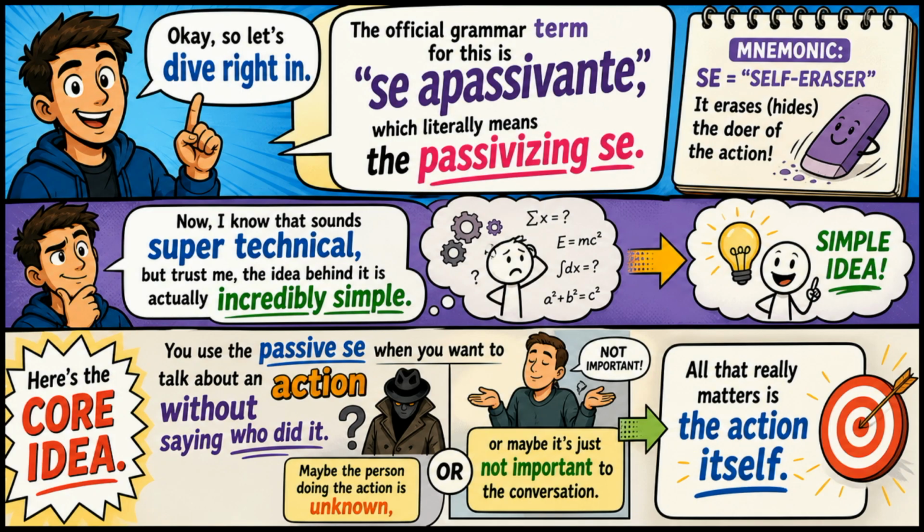Okay, so let's dive right in. The official grammar term for this is "se apassivante," which literally means the passivizing "se." Now, I know that sounds super technical, but trust me, the idea behind it is actually incredibly simple. Here's the core idea. You use the passive "se" when you want to talk about an action without saying who did it. Maybe the person doing the action is unknown, or maybe it's just not important to the conversation. All that really matters is the action itself.